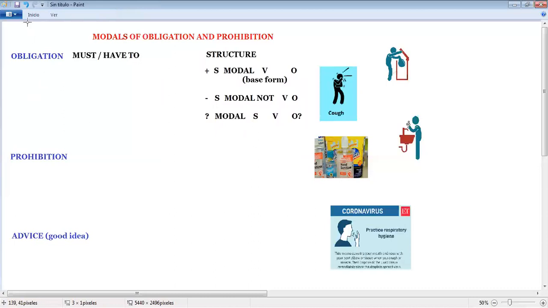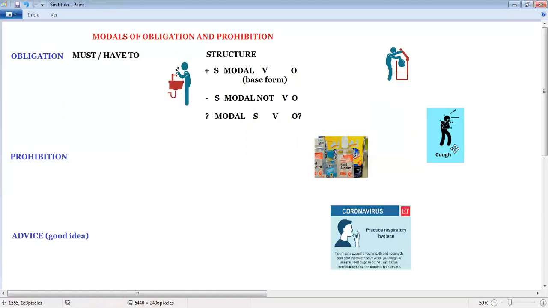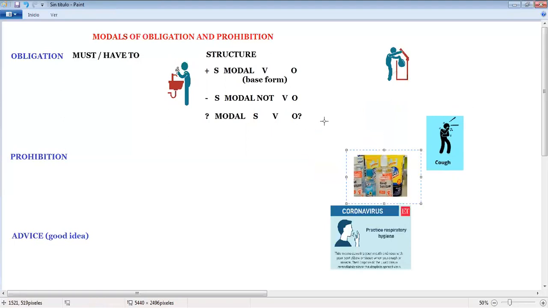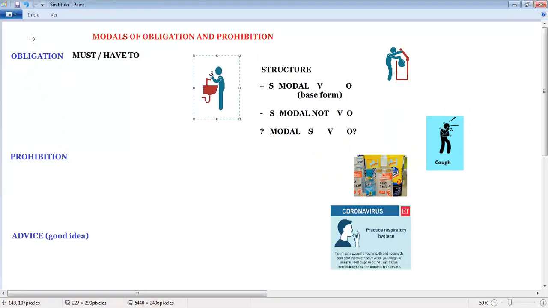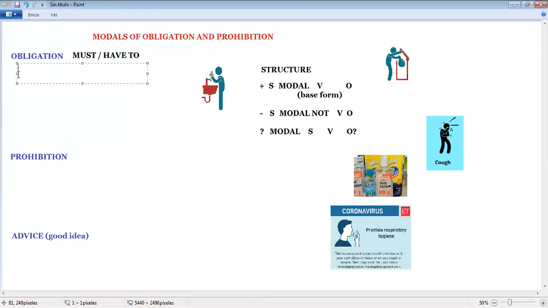Okay, so let's start. To express obligation, we have must and have to. As you can see, here I have a picture. Let's start with this. This picture means wash your hands, so we will use this first. Now, with the coronavirus, it is an obligation to wash our hands always. So let's write a sentence. It is an obligation for everybody to wash our hands.